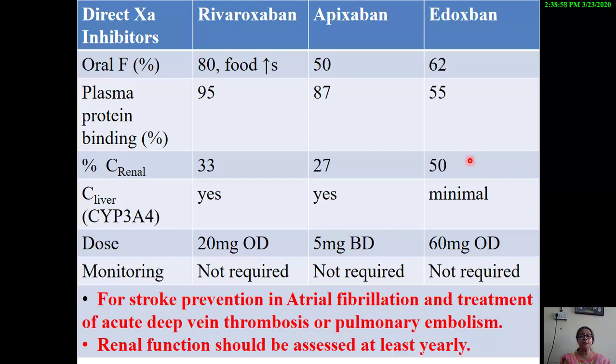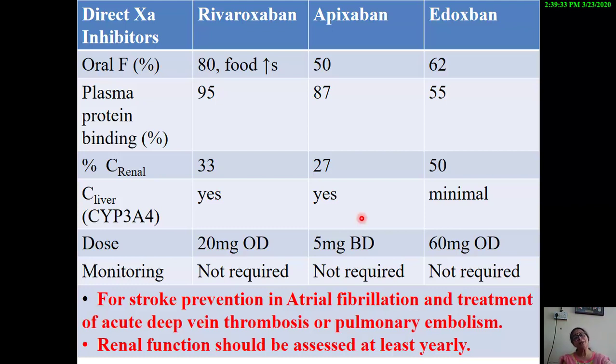As far as the dose is concerned, rivaroxaban is roughly 20 milligrams OD dose, apixaban is 5 milligrams BD dose, and edoxaban is roughly 60 milligrams OD dose. Sometimes, for example with apixaban, they may recommend a starting dose of 10 milligrams BD, and then you gradually taper it to 7.5, and then to 5, and then to 2.5, or there may be a gradual tapering of the dose with the use of these.